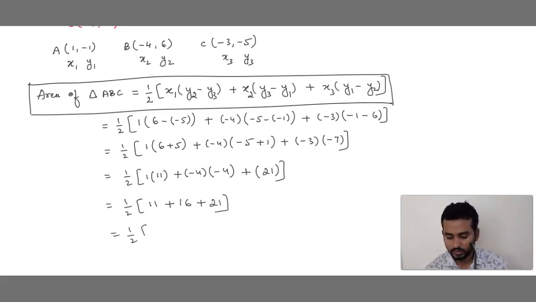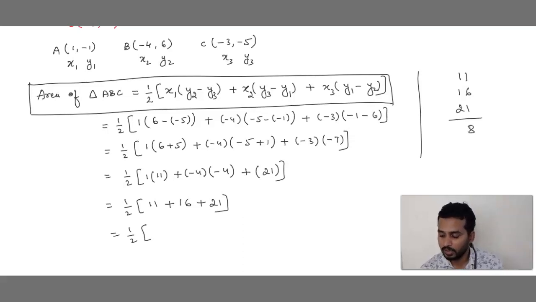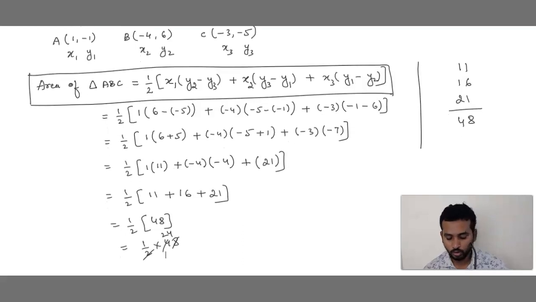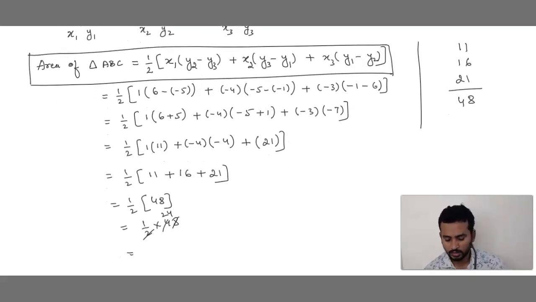Then half into 11 plus 16 plus 21. If you are getting confused, better you can write like this, 11, 16, 21. You can add 1 plus 6, 7 plus 1, 8. Then 4. That is 48. Okay. Half into 48. Then 2 2s are, 2 4s are, that's nothing but 1 into 24 is 24. What is this 24? That is nothing but area of triangle ABC is equal to 24.